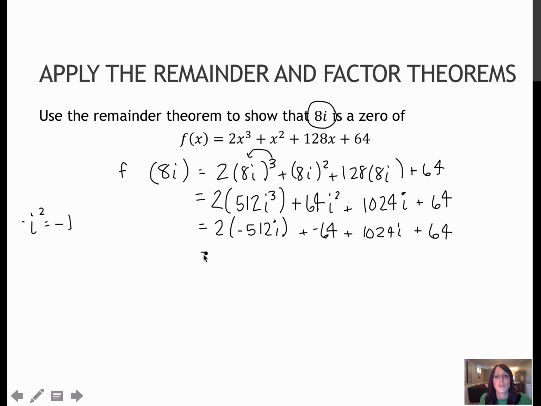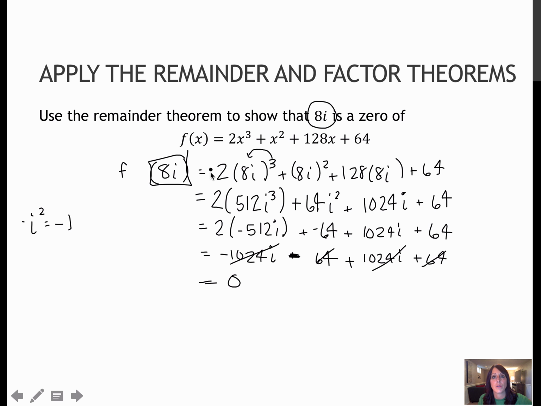2 times -512i is -1024i. I have this plus -64, or -64 plus 1024i plus 64, and now you can see these two values cancel and these two values cancel, and I get a 0. Now if I wanted, I could also use this 8i to plug it in the synthetic division, and I should end up with a remainder of 0 also. That would be more work in this case, and therefore I'm not going to do it because I'm lazy.